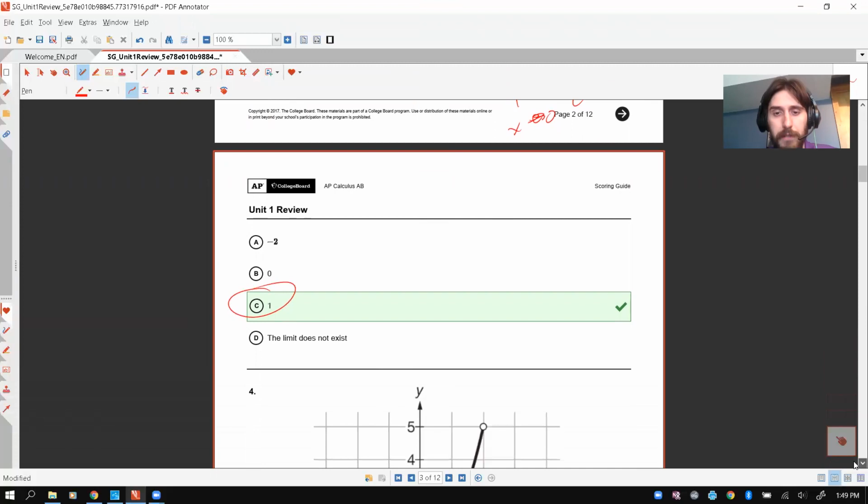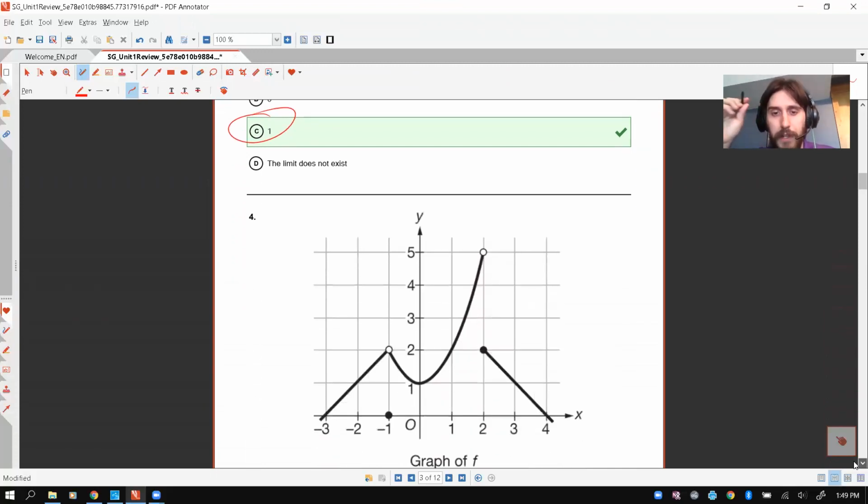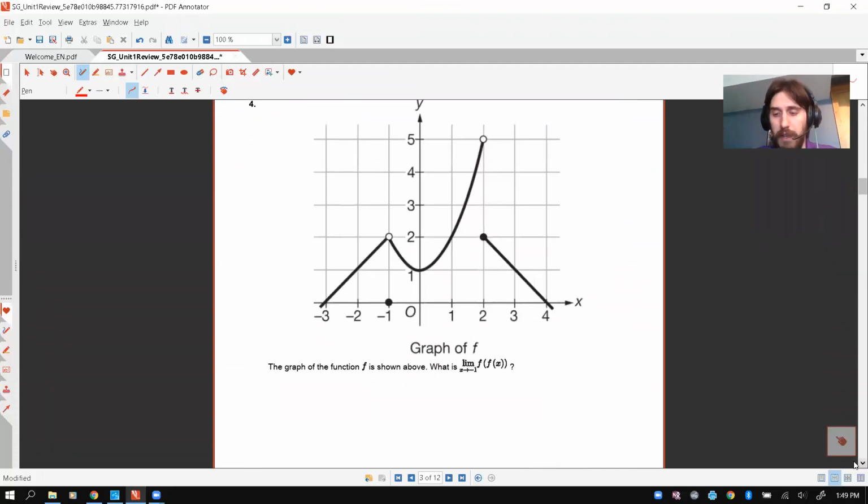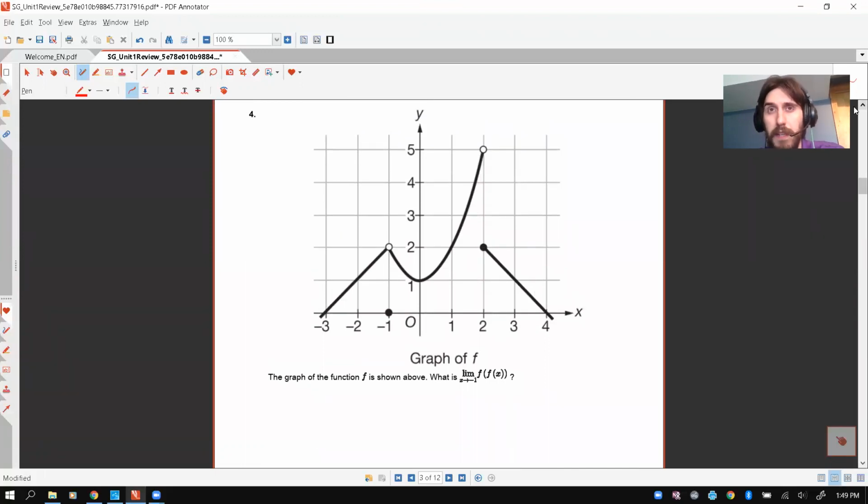All right, next one. Number 4 here is a pretty tricky one. I see the people who have completed this assignment already. I don't think anybody's gotten this one right yet.